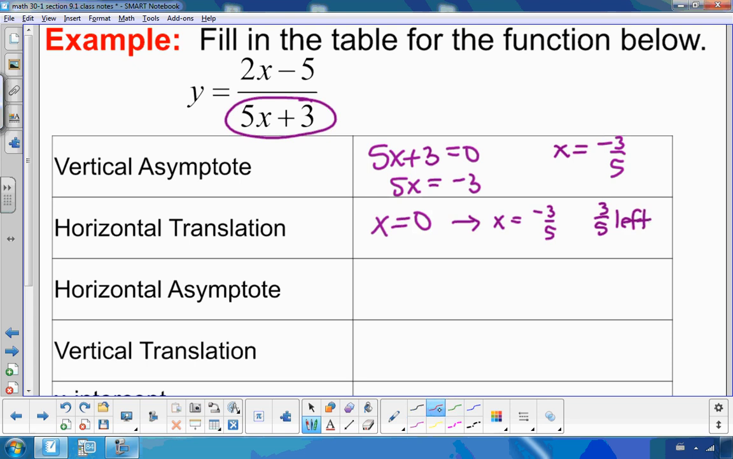Okay, let's do horizontal asymptote. Horizontal asymptote is the ratio of the leading coefficients because the degree is the same. So the horizontal asymptote is 2/5. Well, that tells me I had a vertical translation because my base graph had a horizontal asymptote at 0, but it now has a horizontal asymptote at 2/5. So I know I've gone 2/5 up.